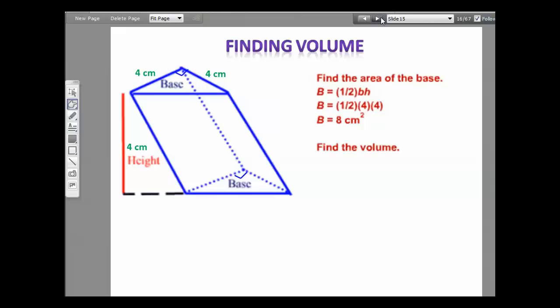So let's find the volume. There's the formula. Capital V equals capital B times little h. So I'm going to plug this 8 in for the capital B, and I know what my height is. It's going to be 4. So I'm going to plug that in for the little h. So I'm going to have 8 times 4, and I'm going to get 32 centimeters cubed. Remember, your volume's always cubed.